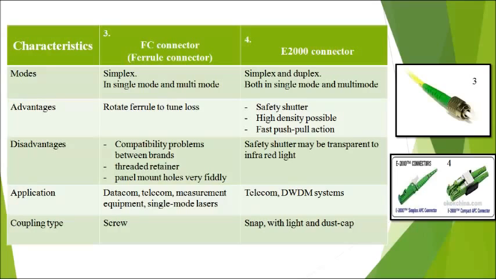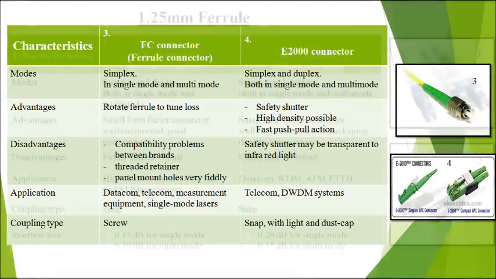E2000 connector has been widely used in telecom and DWDM systems application. E2000 connector uses a snap type of coupling with a light and dust cap in 1.25 mm ferrule.